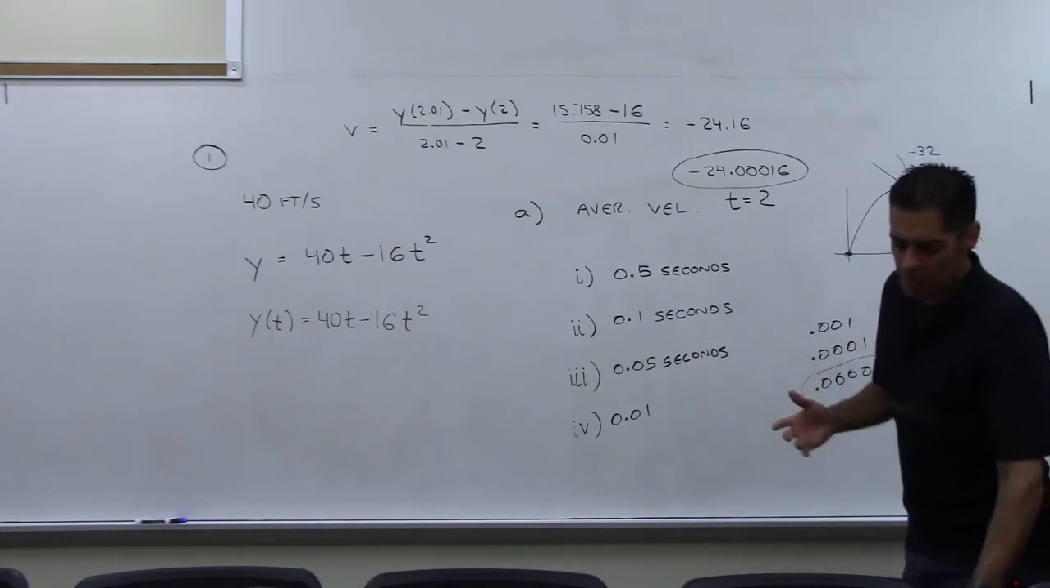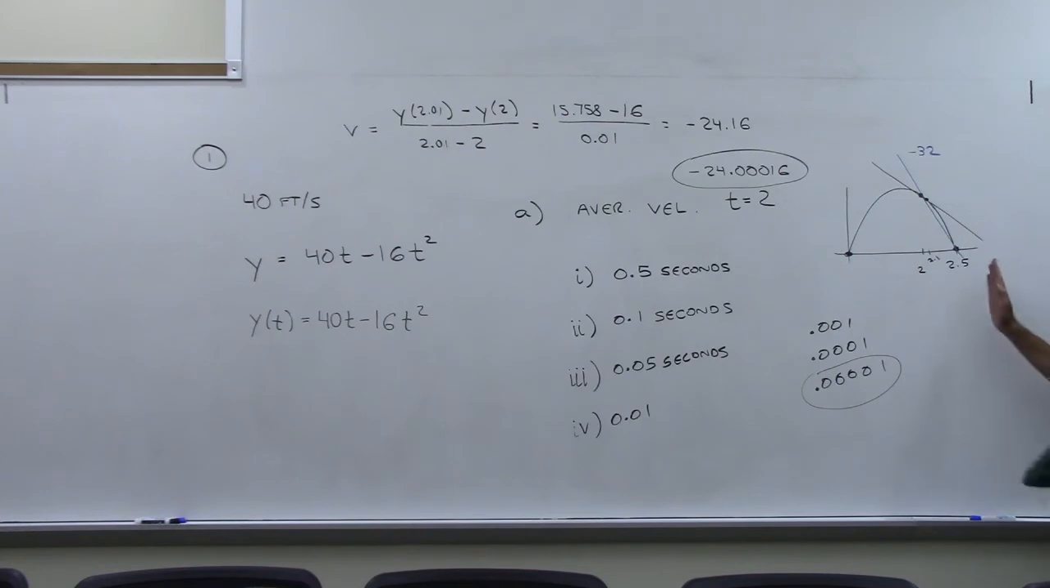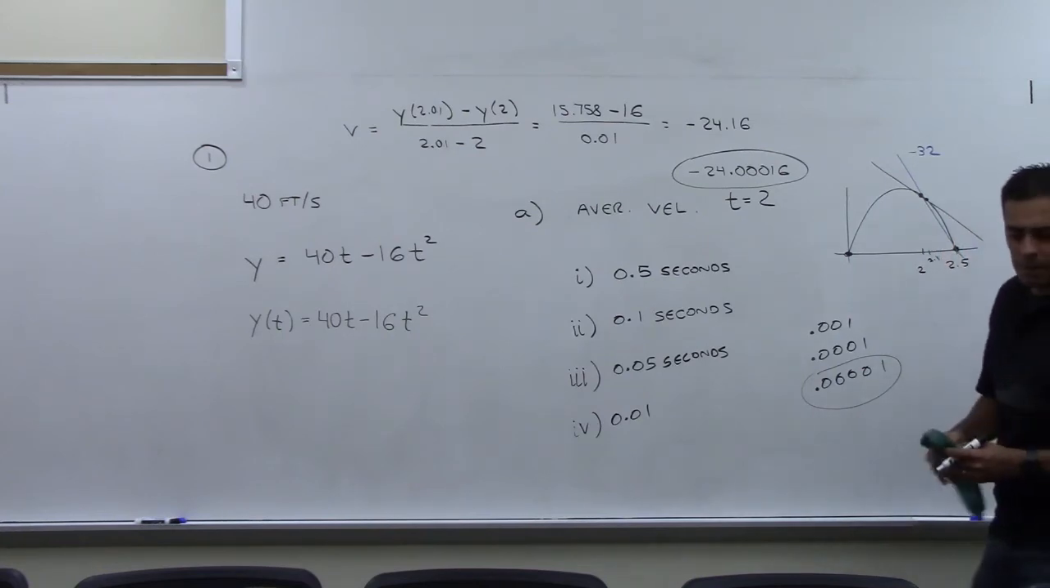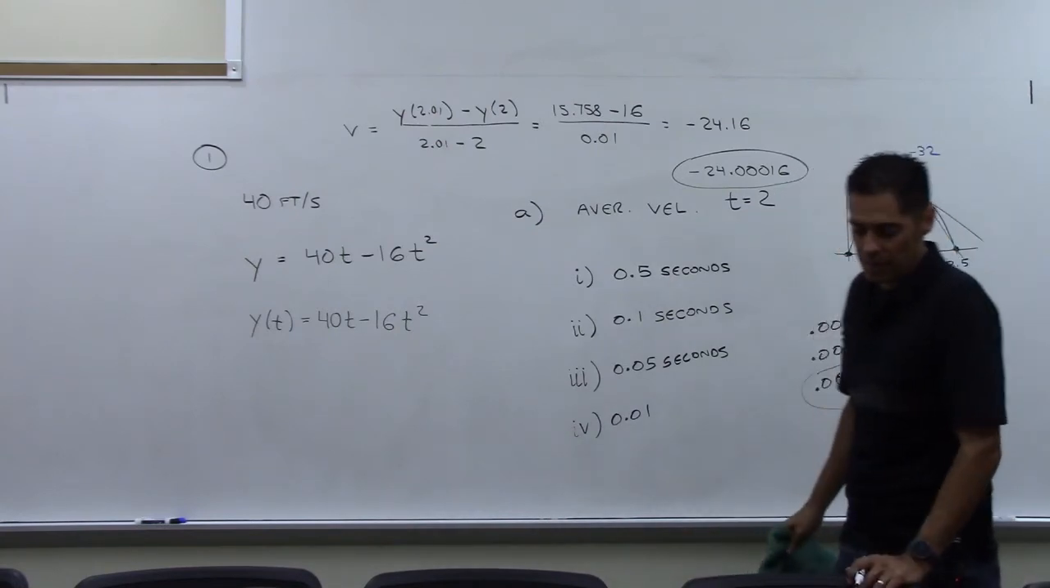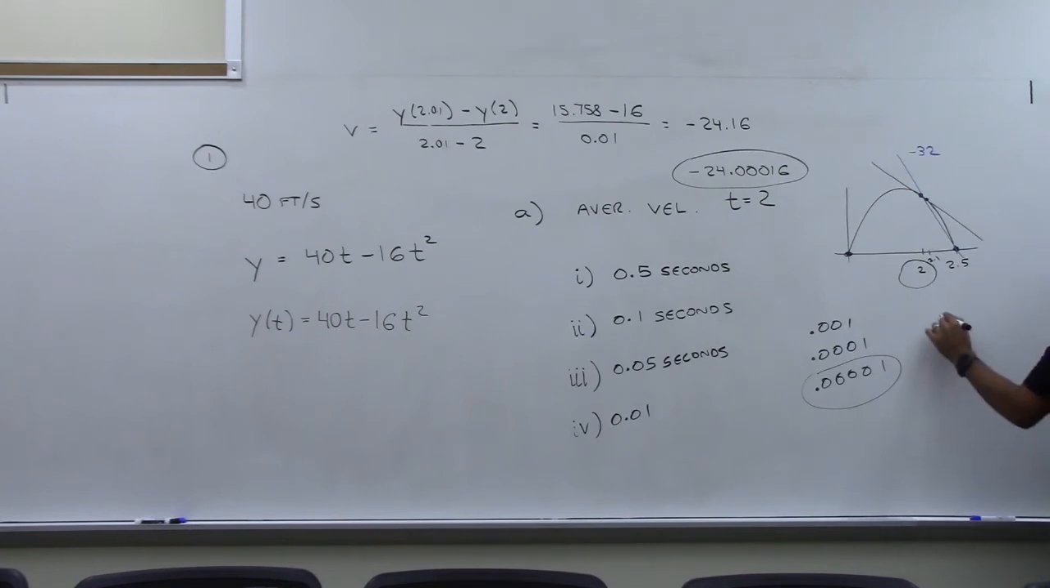So that's what we're trying to do here. We're trying to use this idea of creeping in towards a number to get an idea of what's happening at the instant. So for part B, it says estimate the instantaneous velocity when t is 2. So our estimate for what's happening at 2 is that the velocity would be negative 24 feet per second.